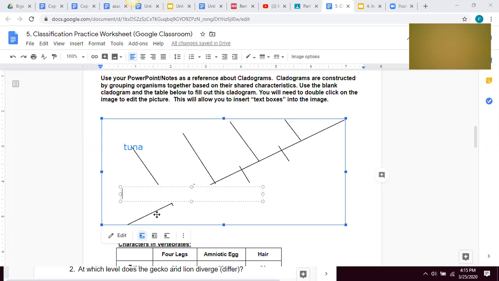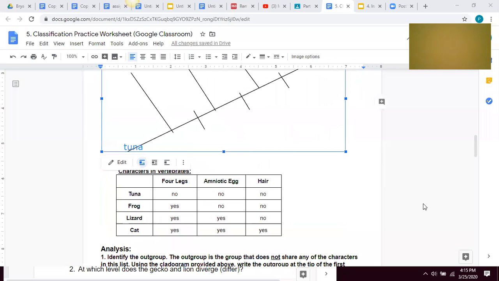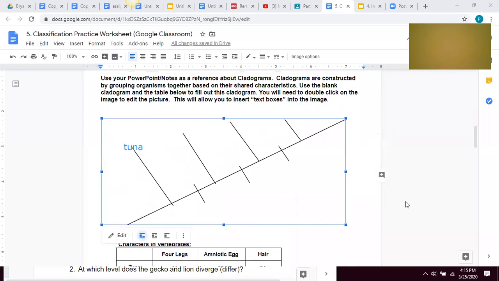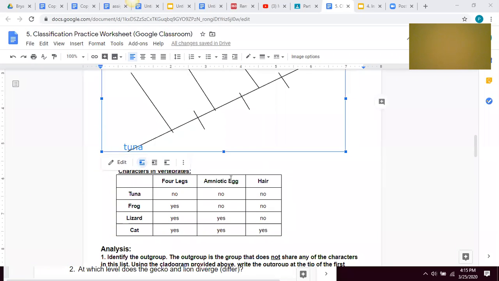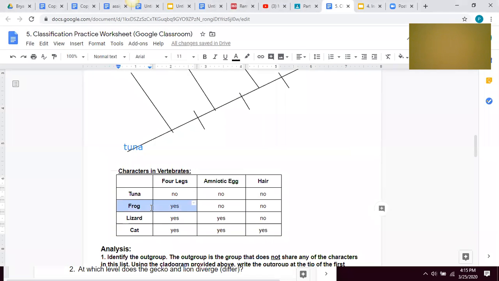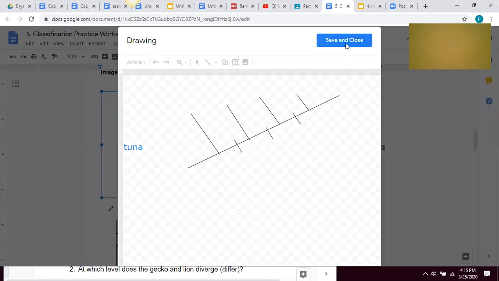Okay. Now, something's weird happening. So tuna goes there. Okay. And then on the bottom is where your traits go. So basically whoever comes next, they are going to have something that tuna did not have, right? So this trait would maybe go here, and I hope that you noticed the frog has 4 legs, but of course the tuna doesn't. So right here, I guess I could just show you how this works.